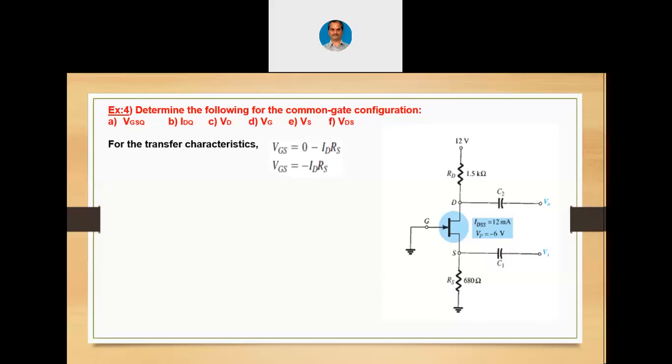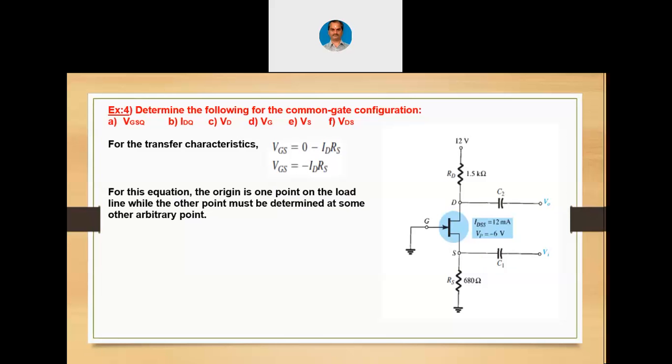For the transfer characteristics, VGS equals 0 minus IDRS or VGS equals minus IDRS, as we already know. As we already know from the self-bias circuitry, that we have a line for the gate to source voltage that is nothing but minus IDRS, because here VSS itself is 0. So we can use this for plotting the line that is corresponding to the gate to source voltage.